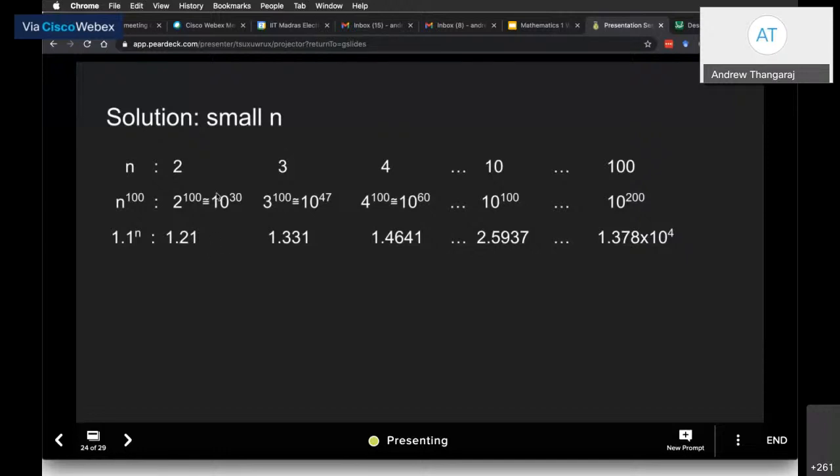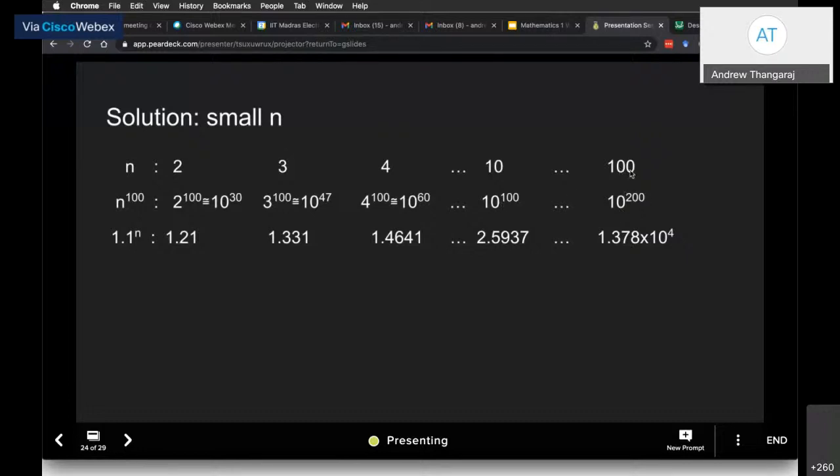N power 100 seems like there's no way 1.1 power n is going to come anywhere near n power 100. And the same story continues, you go all the way up to 100. N power 100 is, did I get that right? Yeah, then, okay, I forgot a zero there. I'm sorry, I don't know why I put 10 power 200. Yeah, okay, 10 power 200 is not wrong, right?